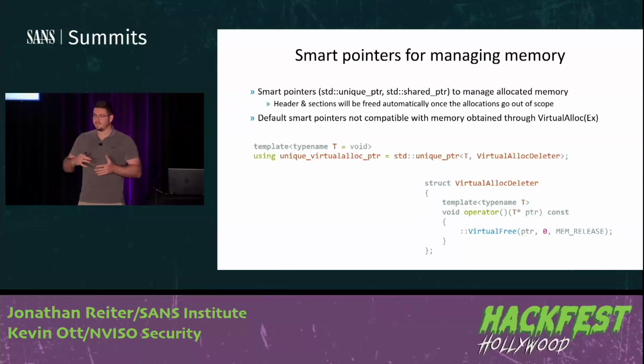So by overriding the function call operator, you are basically creating what's called a function object. So it's an object that behaves like a function. And this function object can then be used in the specialization of our unique pointer to create a unique VirtualAlloc pointer that can actually be used to track and automatically free allocations done using VirtualAlloc.